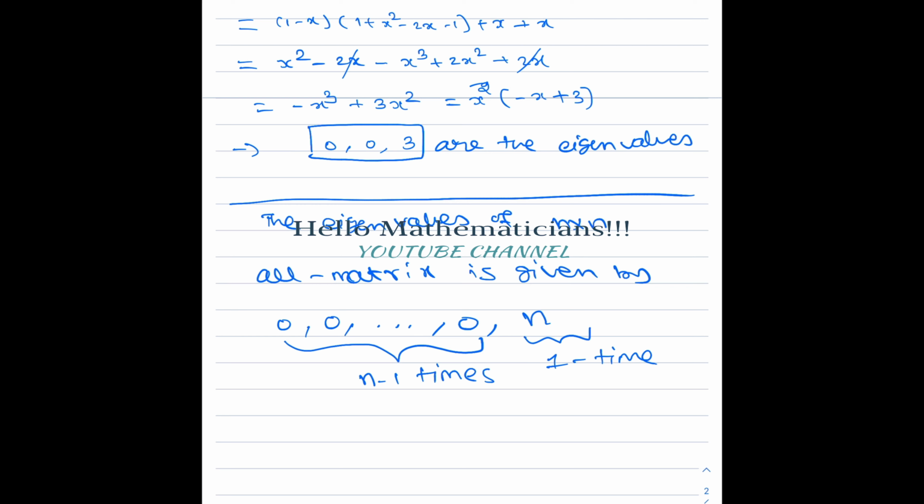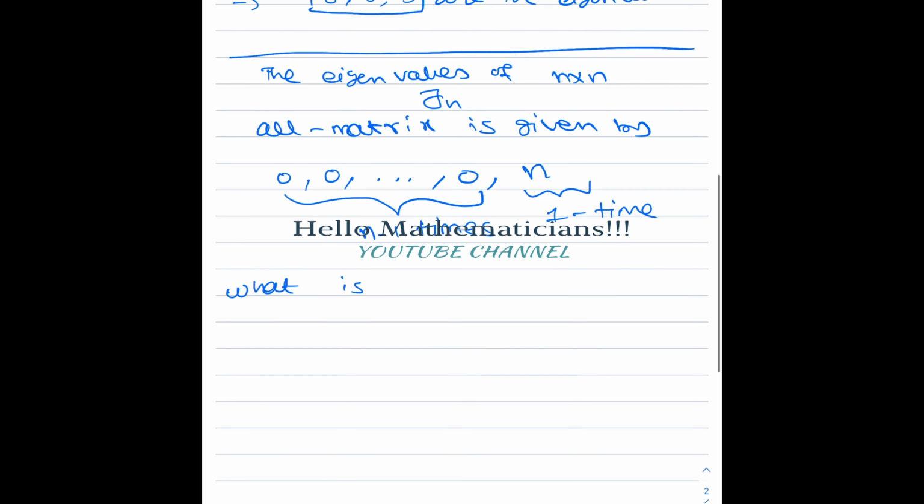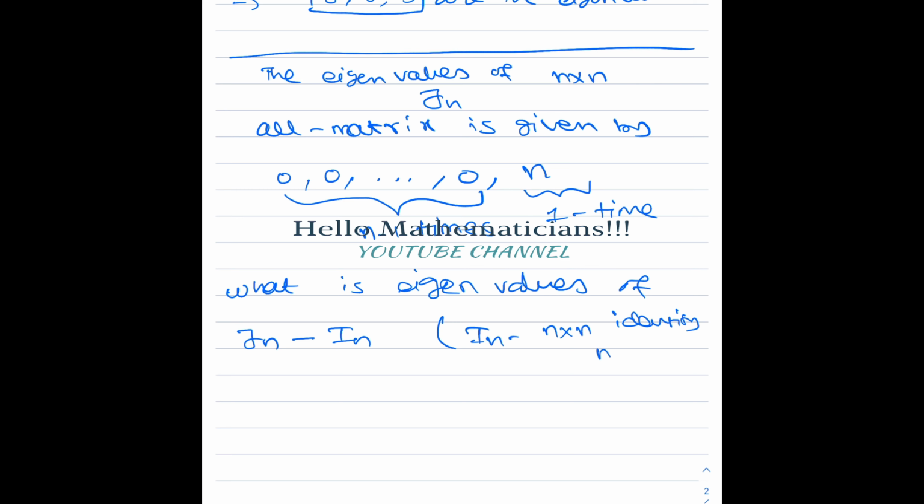Okay, very good. So now, let us denote this n by n all one matrix by Jn. Now if we know the eigenvalues of Jn, what is the eigenvalues of Jn minus In? What is In? In is the n by n identity matrix. Okay, very good.